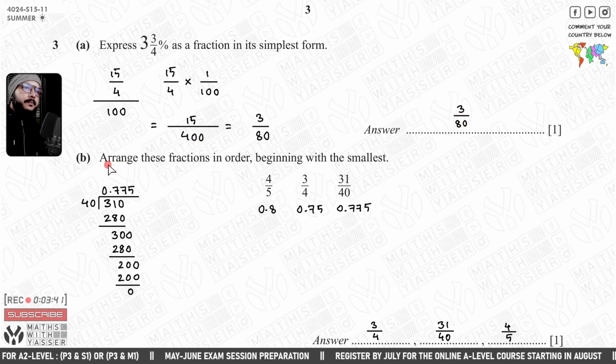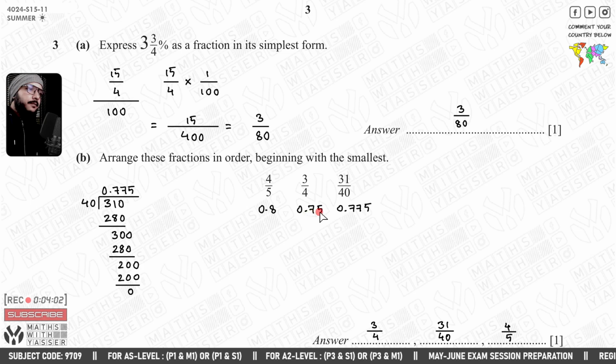In part B, it says arrange these fractions in order, beginning with the smallest. So we have 4 over 5, which we can multiply the numerator and the denominator by 2, that becomes 8 over 10. So we can say this is 0.8. 3 over 4 is 0.75.